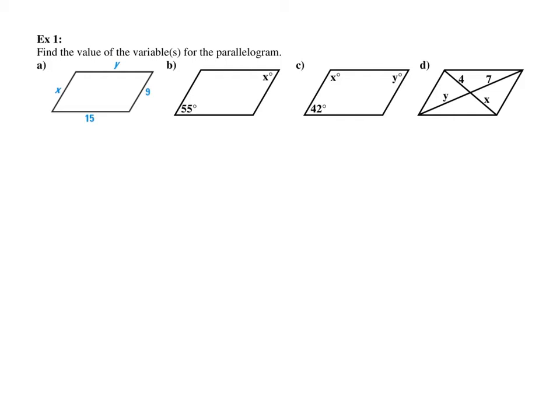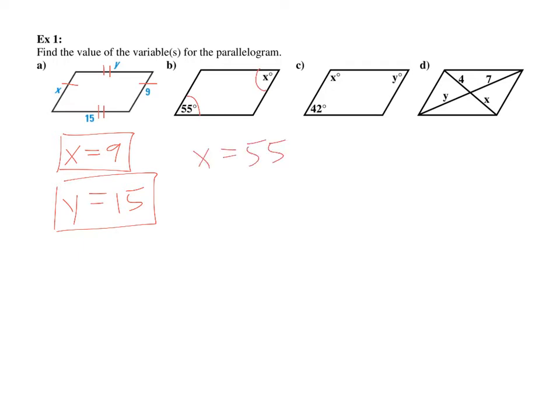Example 1, find the value of the variables for the parallelogram. Well, it's a parallelogram, so I know the opposite sides are the same. X is equal to 9. And then I know Y is equal to 15. That's all there is to it. For the next one, I know opposite angles are congruent. These are the same, so X is equal to 55. For the next one, I know that the opposite angles are congruent, so Y is equal to 42.